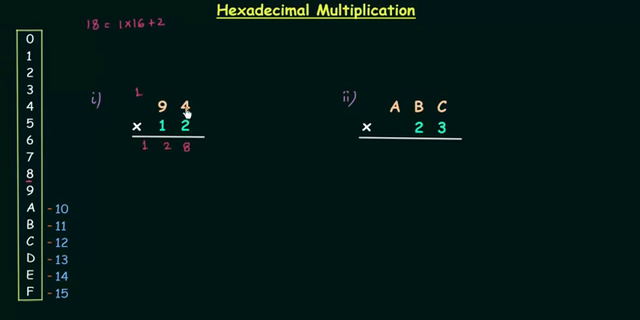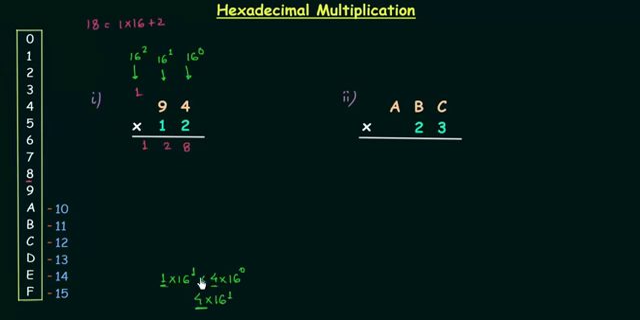Now I will multiply 94 by this 1. 1 multiplied by 4 is 4, but we have to find out the weight. The weight of this position is 16 raised to power 2. The weight of this position is 16 raised to power 1. The weight of this position is 16 raised to power 0. So 1 multiplied by 4 means 1 multiplied by 16 raised to power 1, multiplied by 4 multiplied by 16 raised to power 0. 1 multiplied by 4 is 4. 16 raised to power 1 multiplied by 16 raised to power 0 is 16 raised to power 1.